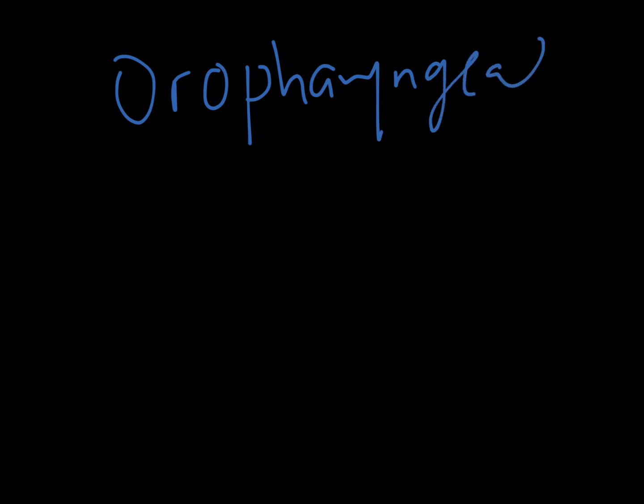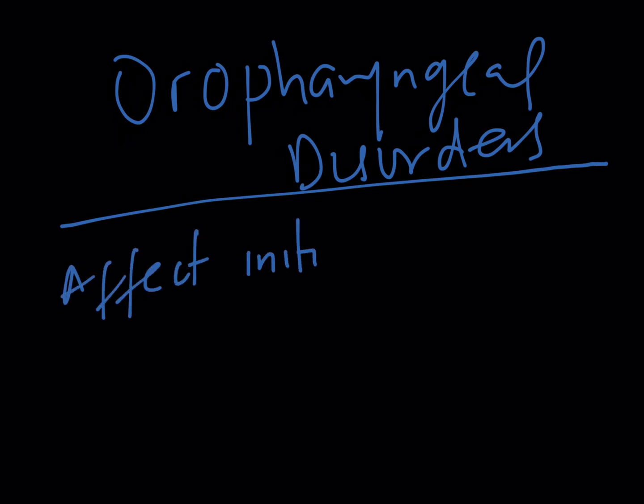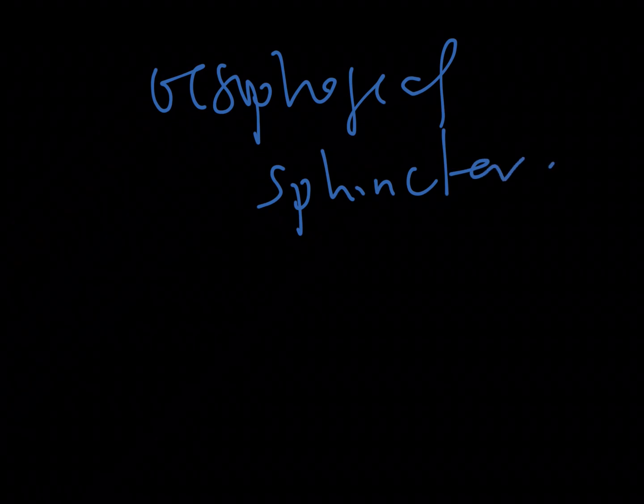The first one is the oropharyngeal disorders. So now these oropharyngeal disorders mainly affect the initiation of swallowing in the pharynx or in the upper esophageal sphincter.